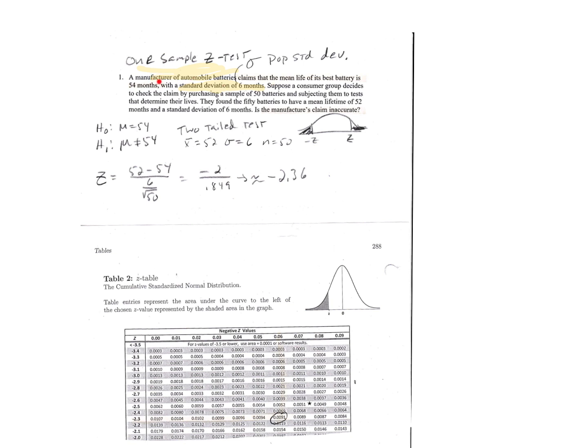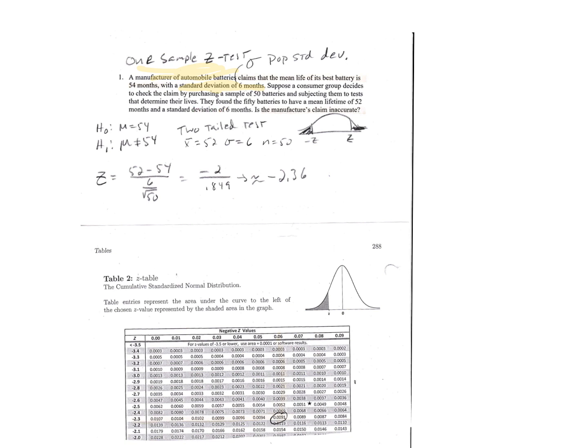The claim is the manufacturer's claim that the mean life of its best battery is 54 months. So then the consumer group decides to check that claim, and they go out and get 50 batteries and put them through the tests. They found that their sample of 50 batteries had a mean life of 52 months with a standard deviation of 6 months. It's good that it was a population standard deviation, because we know the population standard deviation, we're going to use that and not go with the sample standard deviation.